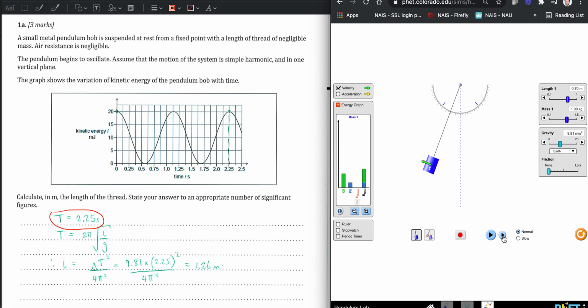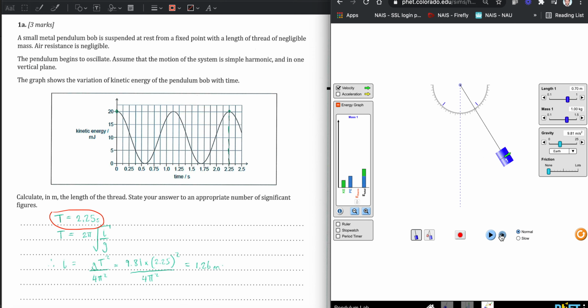Well, if we step through, we have done a quarter of an oscillation, and you can see we're at a point of zero kinetic energy. So at that maximum point, we're at zero kinetic energy. We then step back through, and we're back into the middle. So what we've done on our graph is we've gone from a position of high to low and back to full kinetic energy.